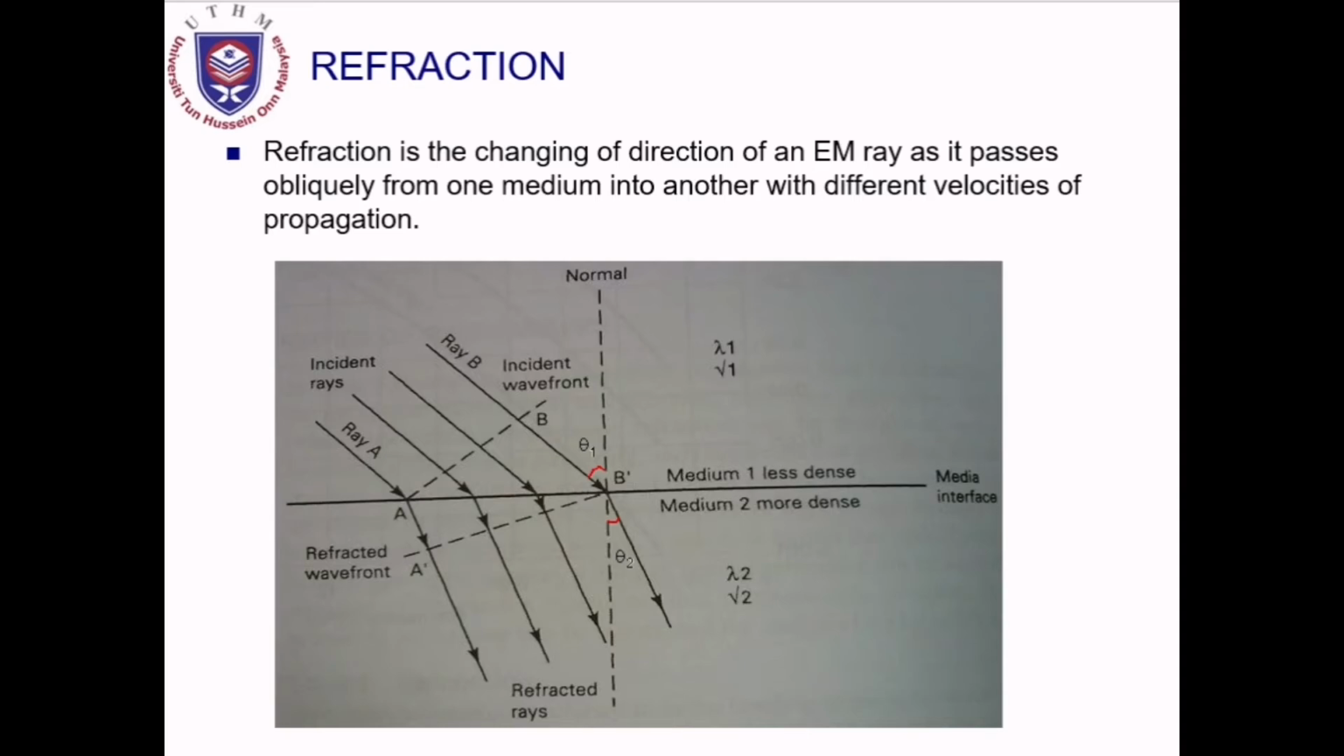If you look at this figure, it shows that medium 1 is less dense than medium 2. These rays change direction at the interface of these two media. The amount of refraction depends on the refractive index of both materials here. An EM wave is similar to light. Light also refracts, so it has the same properties as the EM wave.